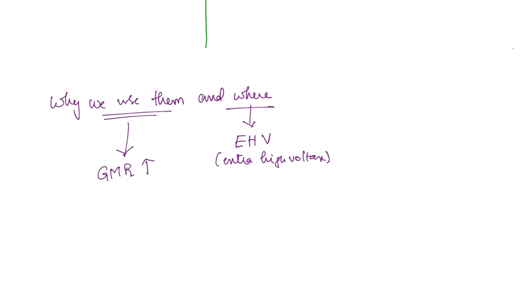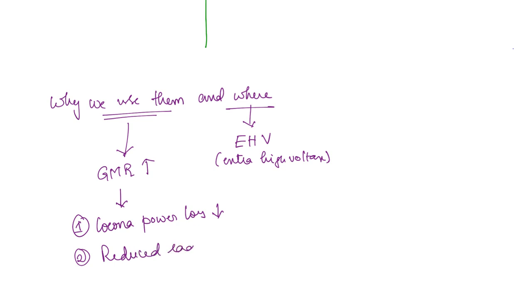Now this is going to have multiple advantages. The first one is that the corona power loss is going to reduce. We will learn more about corona losses, but if the effective diameter is increased, the effective GMR is increased, then the corona loss is going to reduce. The second one is reduced radio interference. We have discussed what radio interference is: voltages will be induced in the nearby communication lines. That interference is going to get reduced.